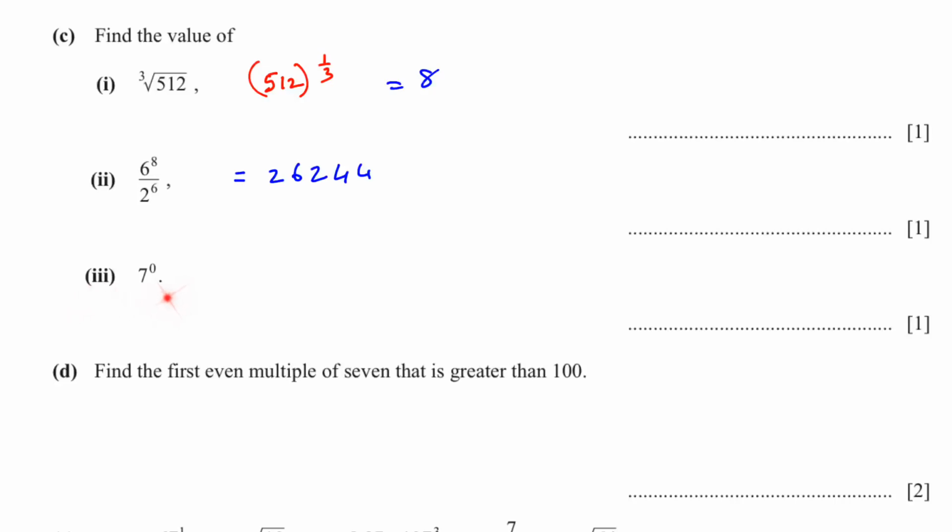C3, 7 to the power of 0. Anything to the power of 0 is equal to 1.